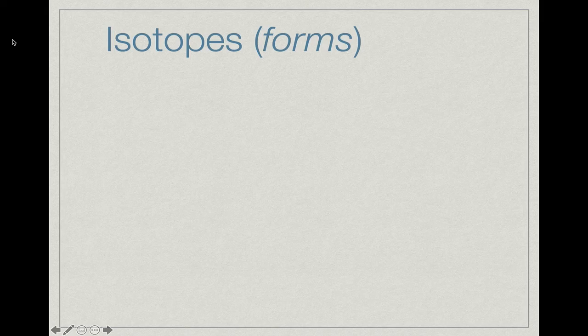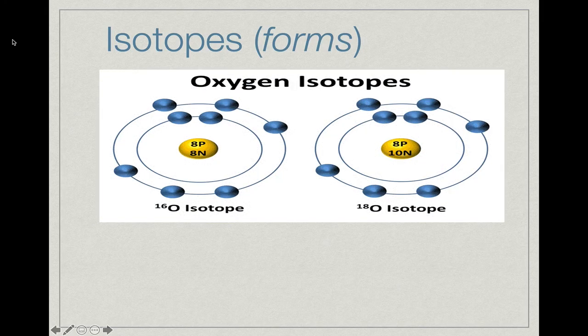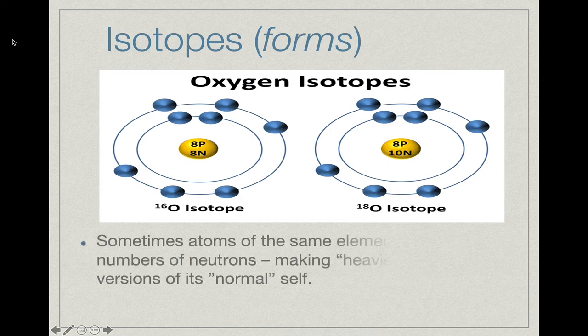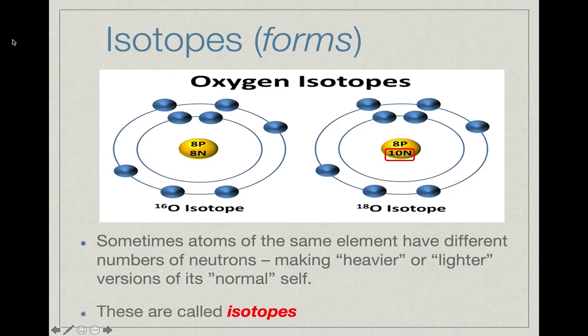But atoms also have isotopes, or forms. For example, the oxygen atom: sometimes these atoms have a different number of neutrons, making them heavier or lighter versions of their normal selves. In this case, we have one isotopic form that has 8 neutrons for the oxygen atom. It also has a cousin that has 10 neutrons. They're both oxygen, they both have 8 protons, they both have 8 electrons, but this one's just a little bit heavier by 2 neutrons. And we call these forms isotopes.